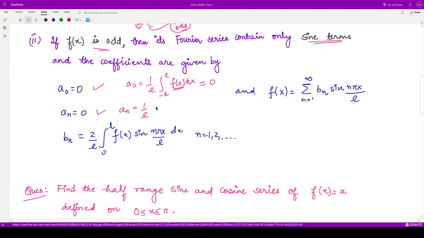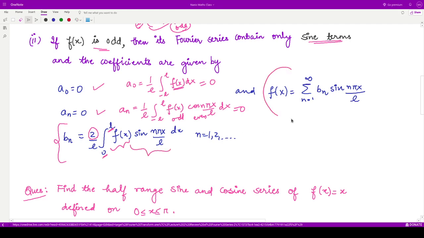And a_n is given by 1 upon L integration minus L to L f(x) cos(n pi x upon L) dx. Now f(x) is an odd function and cosine is an even function, so their multiplication is an odd function, and this is eventually equal to 0. So this quantity is also equal to 0, and we have the formula for b_n as 2 by L integration with limits from 0 to L of f(x) times the sine term dx. The Fourier series in this case contains only the sine terms. So this is the half range sine series.